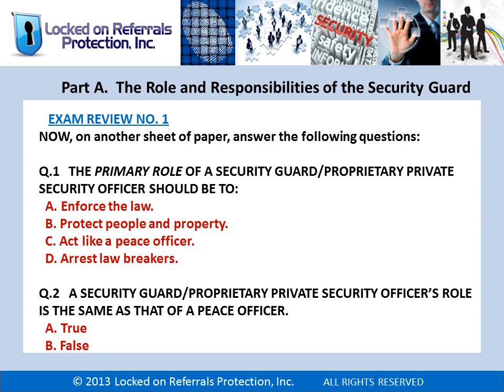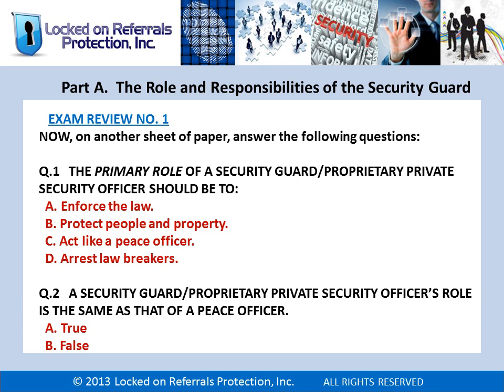Exam review number one. Now, on a separate sheet of paper, answer the following questions. Question 1. The primary role of the security guard should be to: A, enforce the law; B, protect people and property; C, act like a peace officer; D, arrest lawbreakers. This is multiple choice, so choose the answer that is most correct and write down the letter that precedes that answer. Question 2. A security guard's role is the same as that of a police officer.